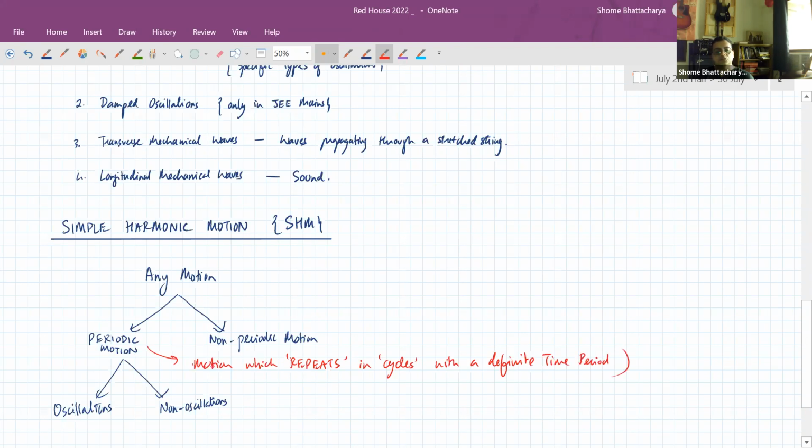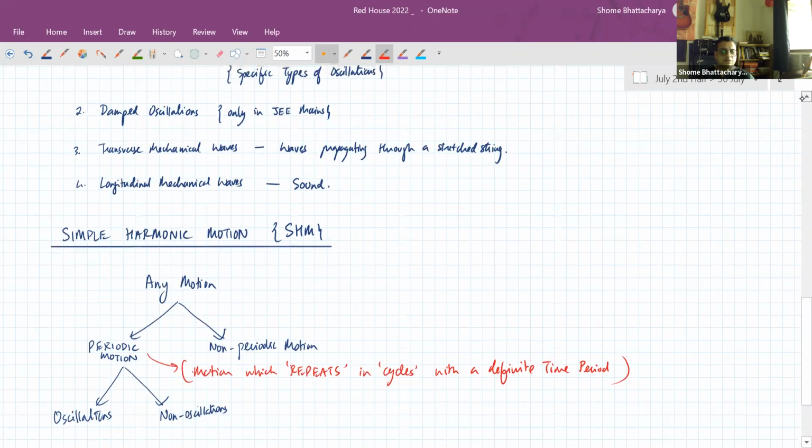So it can be orbital motion, it can be oscillation, it can be so many different things. But oscillations also have a definite time period. Non-oscillatory periodic motions also have definite time periods. So how is there a difference between the two? Let's start with that.